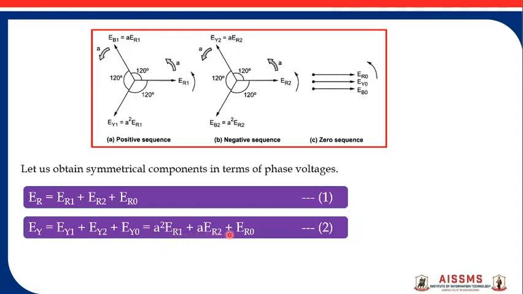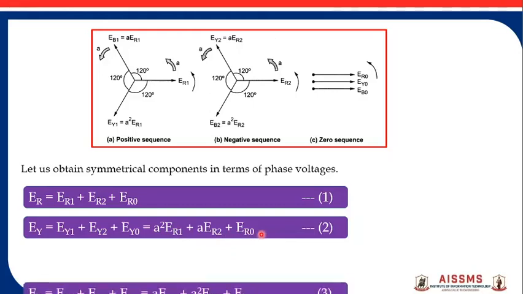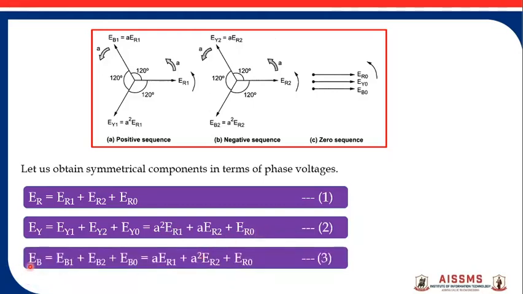So for EY we got the equation EY equal to A square into ER1 plus A into ER2 plus ER0. Similarly, we can write the equation for phase B, that is EB equal to EB1 plus EB2 plus EB0. This EB1 we can replace with A into ER1. This EB2 is replaced by A square into ER2, and EB0 and ER0 are the same, so EB will be equal to A into ER1 plus A square into ER2 plus ER0.